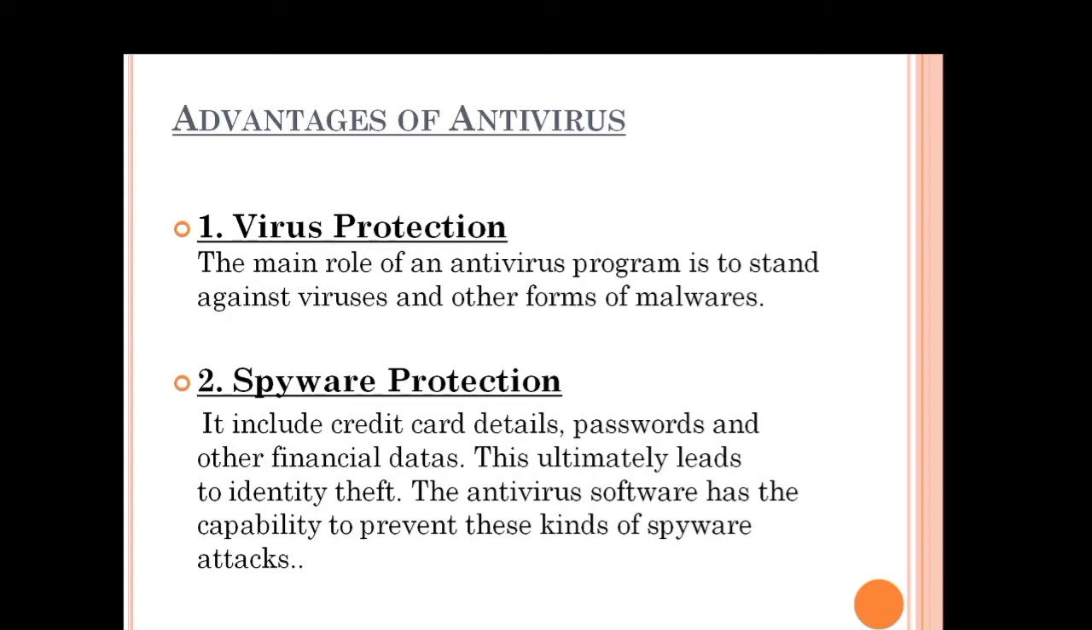When we are working with a particular system, we save our credit card and debit card details while transferring money from one account to another, paying online bills, or doing online transactions. So for that, we use spyware protection along with the antivirus. Most antivirus software nowadays provides spyware protection. That antivirus software has the capability to prevent these kinds of spyware attacks.